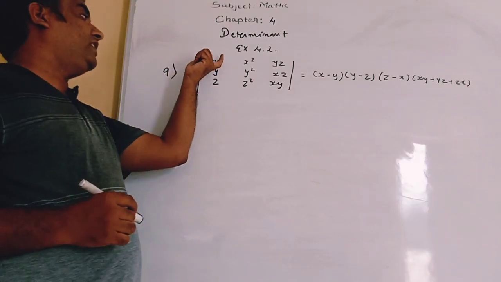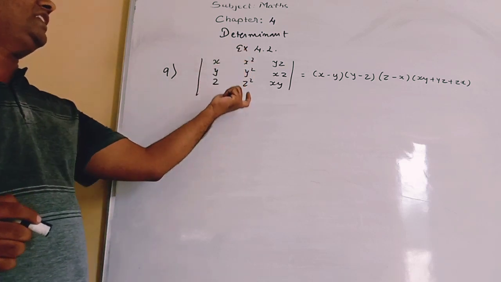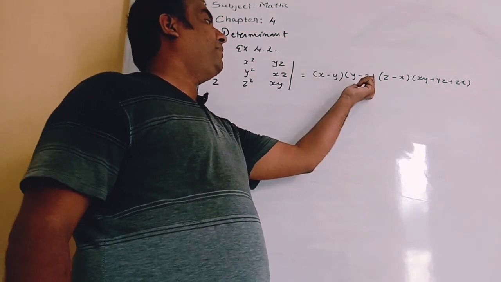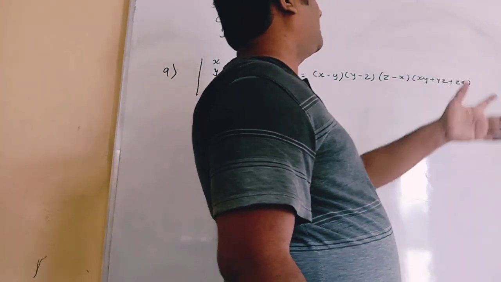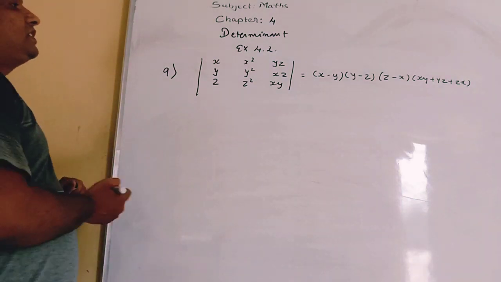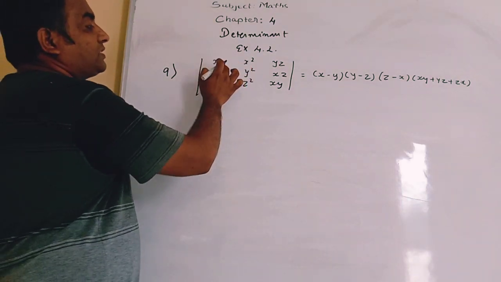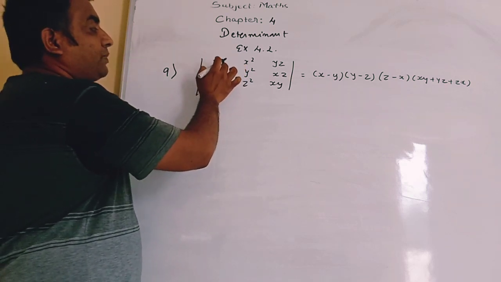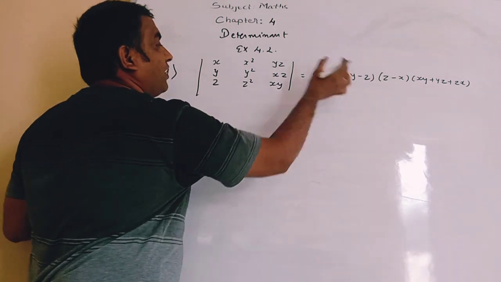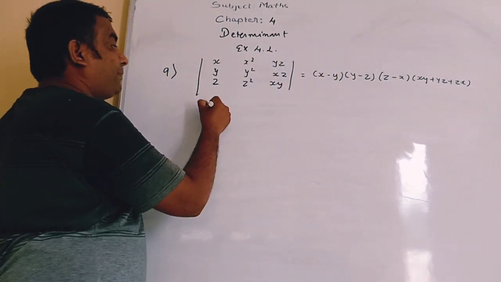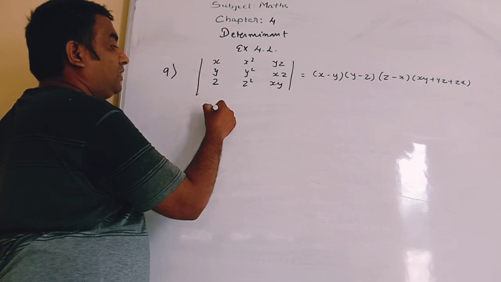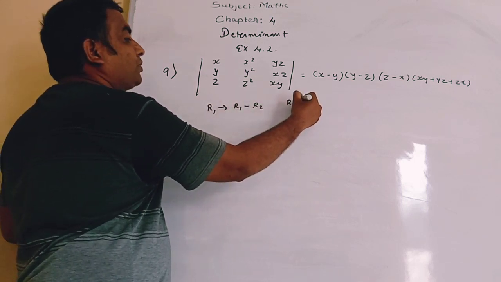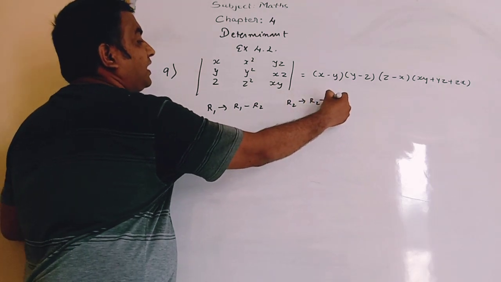Ninth question, we are given x, y, z; x square, y square, z square; y z, x z, x y. Then prove that it equals x minus y, y minus z, z minus x, times x y plus y z plus z x. So here x minus y we want, so second row we subtract from the first row, and third row we subtract from the second row. Then x minus y, y minus z we will get. So we apply here R1 transform into R1 minus R2 and R2 transform into R2 minus R3.